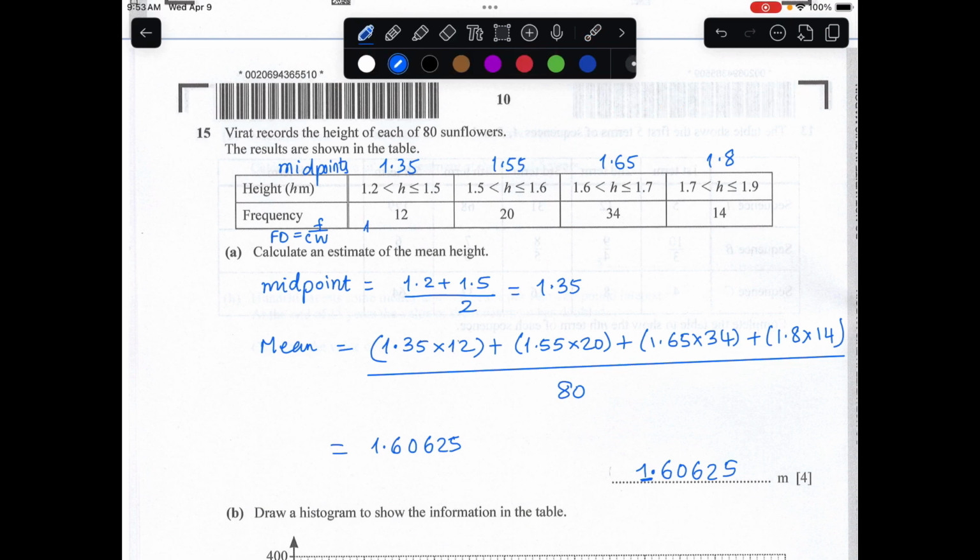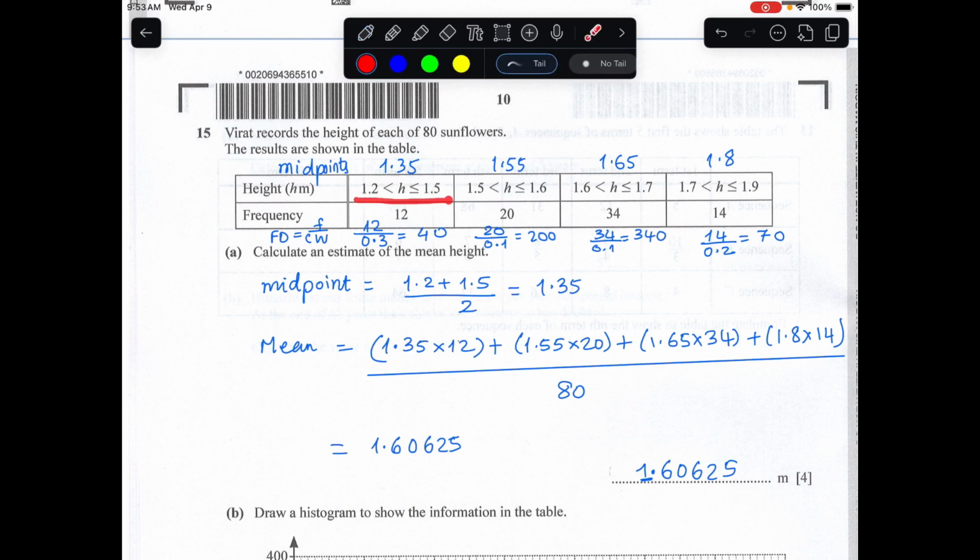So for the first one, I'll write all the steps. 12 divided by 0.3, that is going to be 40. Then we have 20 divided by 1.6 minus 1.5, which is 0.1. So that gives me 200. 34 divided by 0.1, 340. 14 divided by 0.2, that gives me 70. Right? So we have the frequency densities, and now we need to graph.